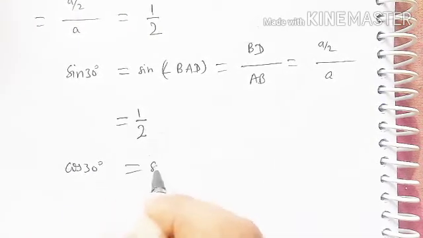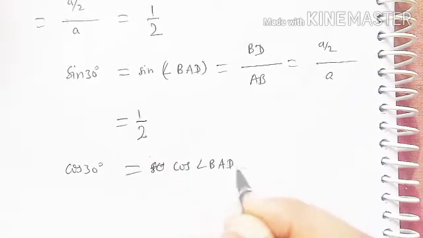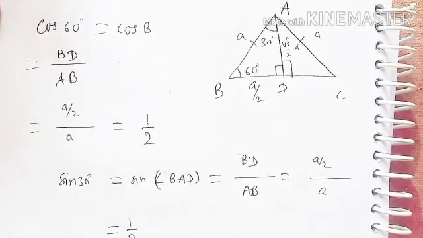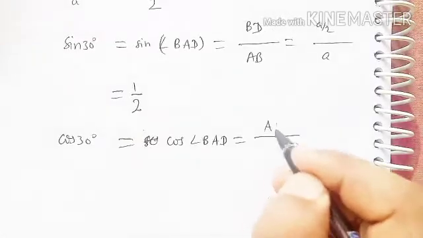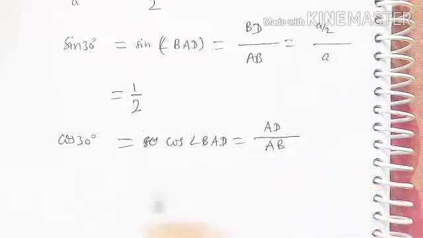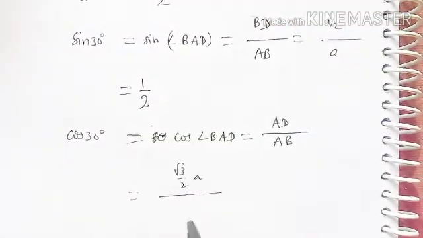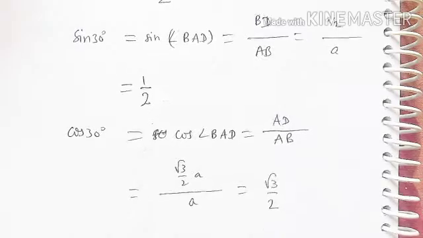Cos 30 is equal to cos of angle BAD. For angle BAD, base is AD, hypotenuse is AB. Here AD is root 3 by 2 into A, and AB is A. From here we have root 3 by 2, so cos 30 is root 3 by 2.